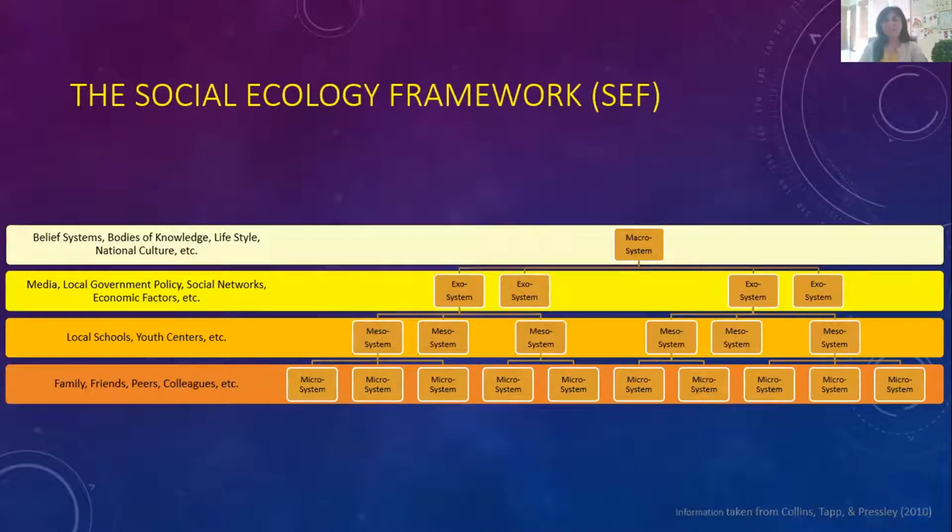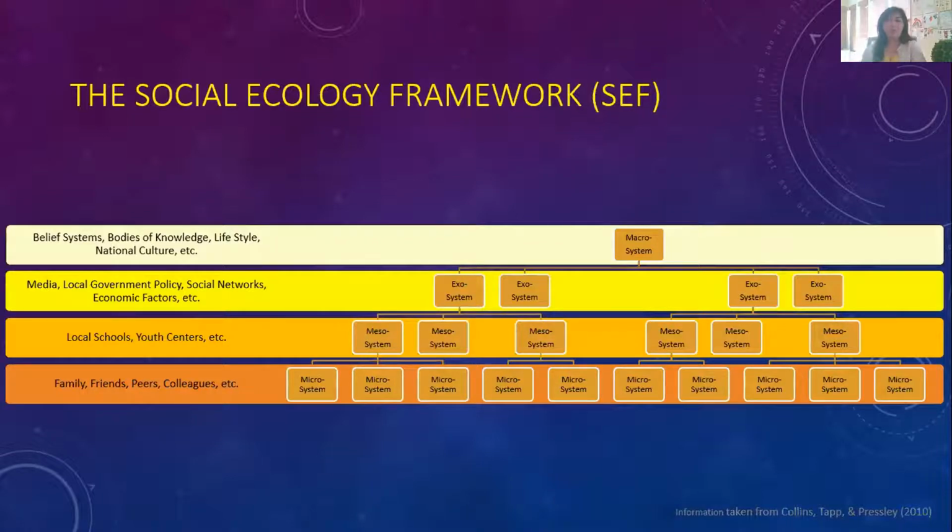So we know that social structures have a nature of their own, and there have been different models that tried to explain social structures. But one model that was very helpful for our research was the social ecology framework, or SEF model, which explains how social marketers can utilize the power of different levels of social structures to push for behavior change across society.